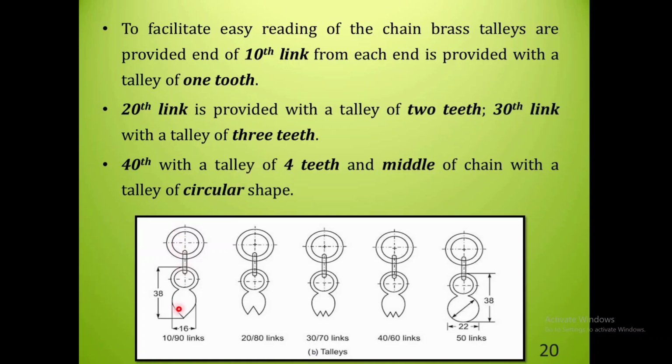In order to note down the reading, these types of links are provided. So 1 tooth link is provided at 10th or 90th links, and the second one, 2 teeth links, are provided at 20th or 80th links. Similarly, 3, 4 and 5. So these are provided at different links so that if I get to see this tally, that means that it is at the 10th link. And if I randomly get to see this tally in the chain, this is indicating that it is either a 30th link or 70th link.